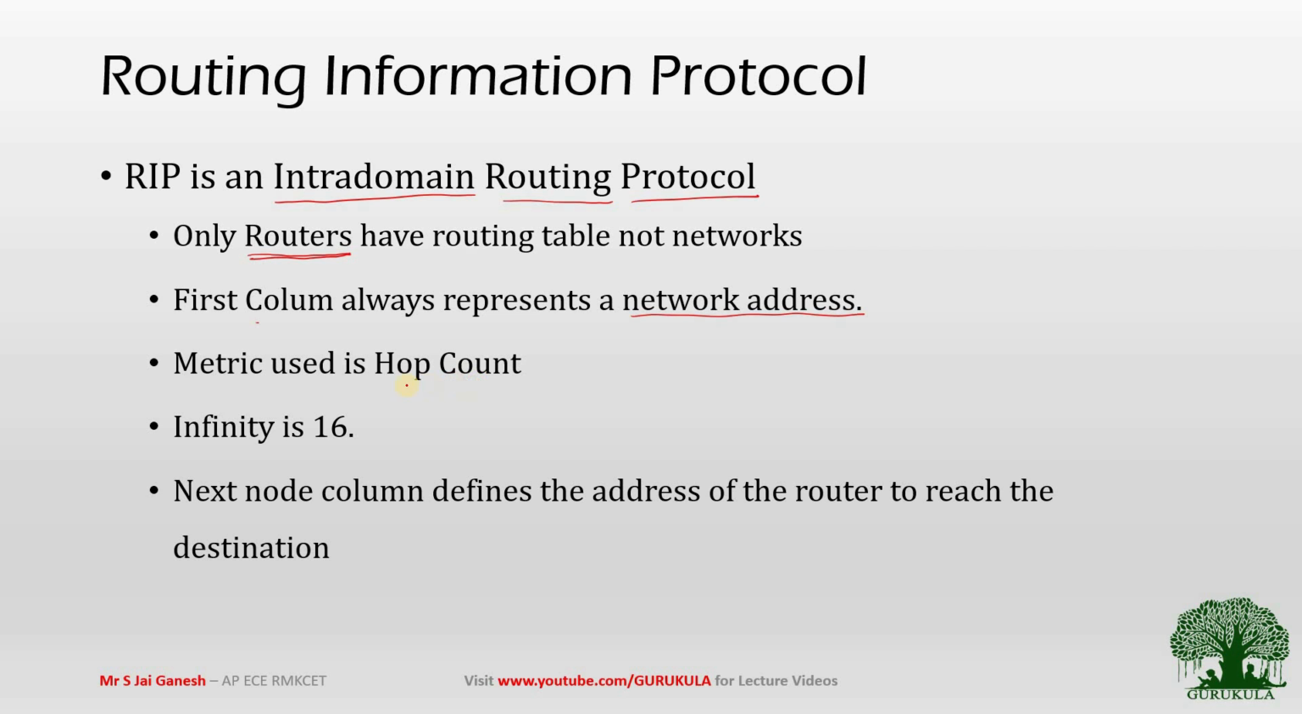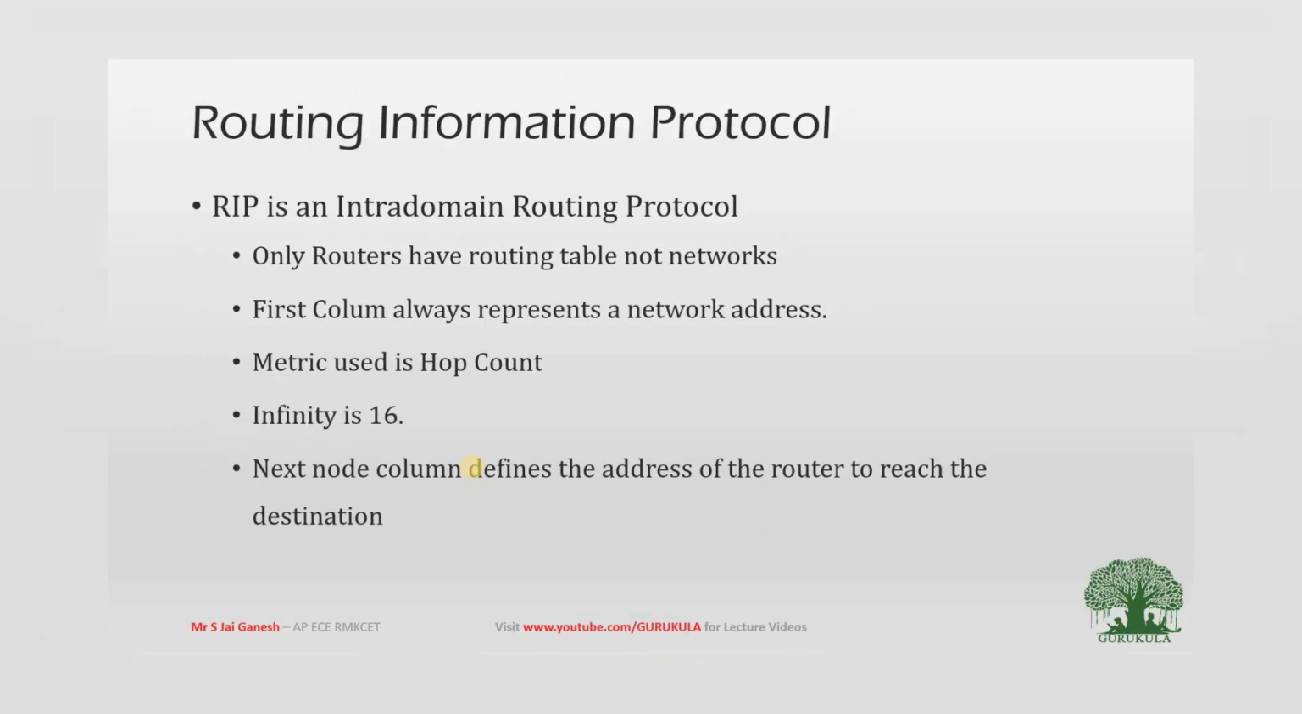And the metric that we used in our discussion is the hop count, and the infinity is again 16. As already said, generally the value will be 30, but as far as the Routing Information Protocol is concerned, the default infinite value that we choose will be 16. And the next hop column defines the address of the router to reach the particular destination.